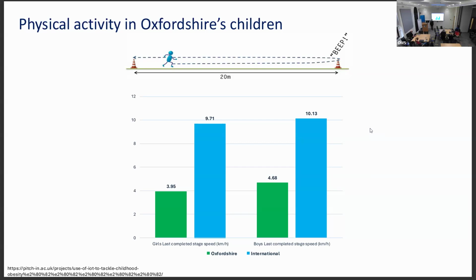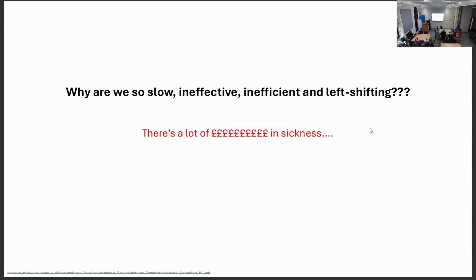What's going on? These are the basics. You have a world-renowned academic medical center, blah, blah, blah, but we can't get kids to run. What's going on? We can create a COVID-19 vaccine, but we can't get our kids to run. So why are we so slow, inefficient, and ineffective at left shifting? As Rose says, left shifting. Because there's a lot of money in sickness.